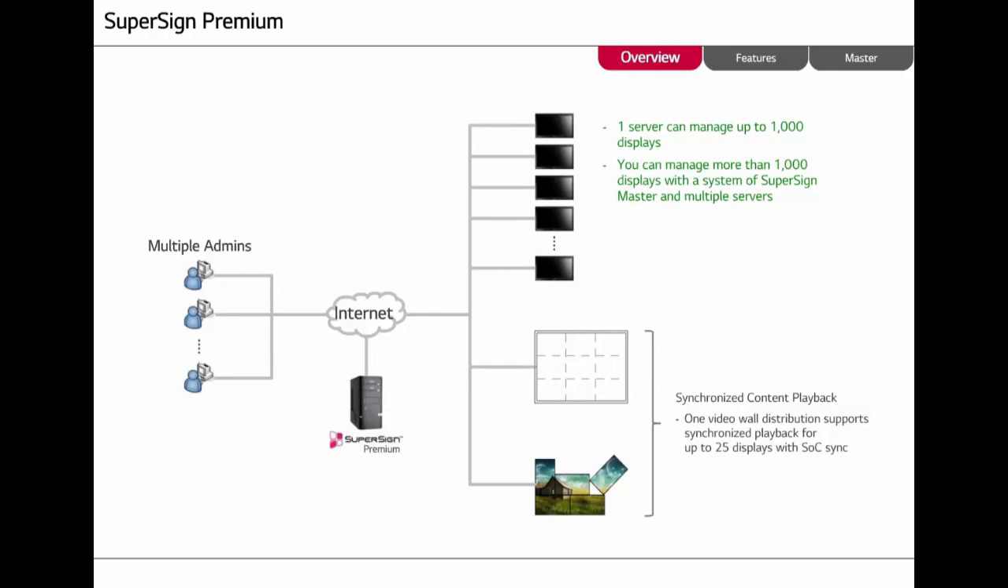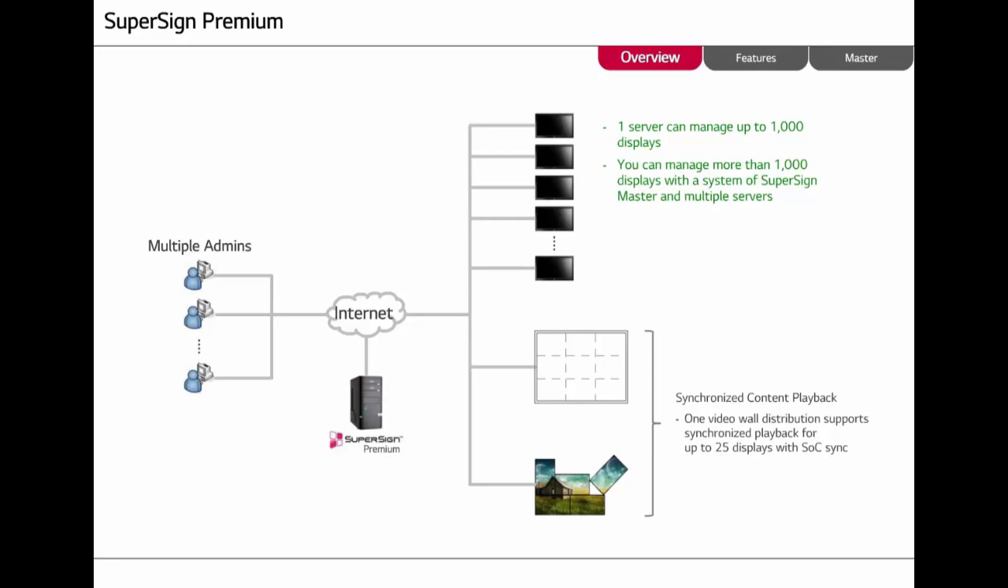Before we go on, this diagram describes a typical SuperSign CMS system. First, you install SuperSign Premium on a server PC and connect it to the network. On the left you can see multiple user accounts. They can all be used to access SuperSign Premium through this network. On the other end, multiple displays are also connected to the network. These displays can be connected directly to the network, thanks to an SoC-based internal player.